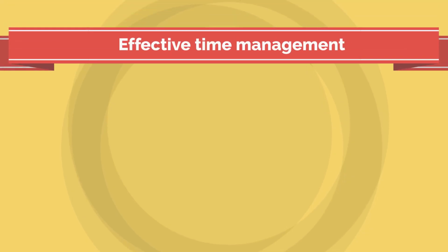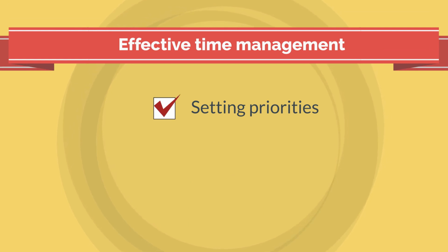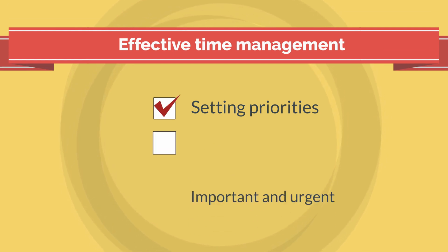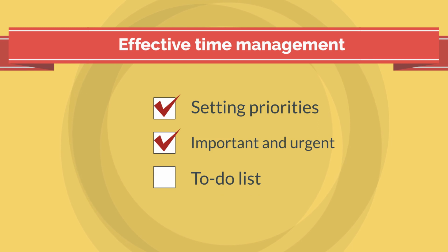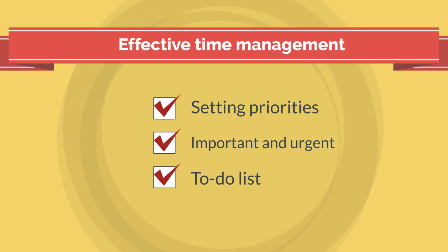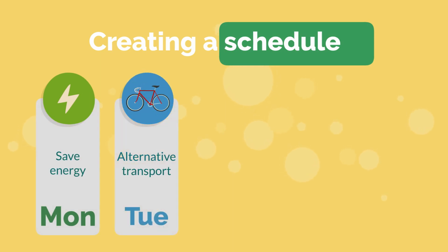The first strategy for effective time management is setting priorities. It is essential to identify what tasks are most important and urgent, and then prioritize them accordingly. You can use a to-do list or a task management app to help you prioritize tasks based on their urgency and importance. Creating a schedule is another effective strategy for time management.